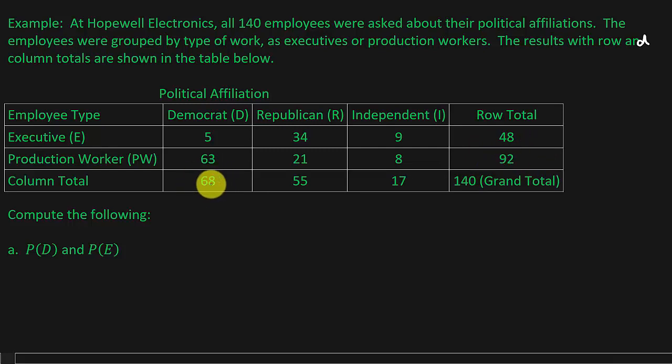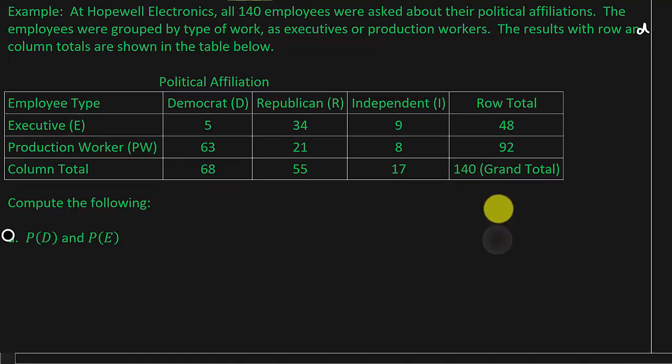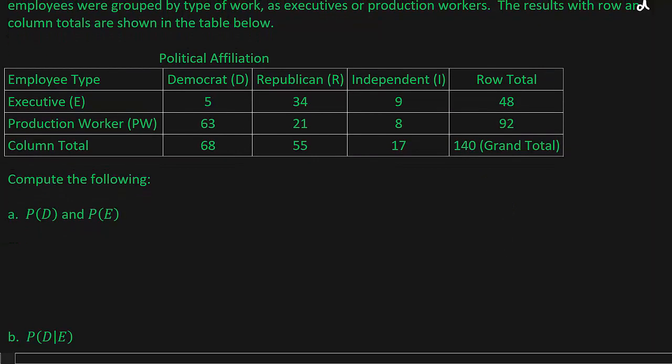And then these numbers down here, the 5 plus 63, that's 68. These are the totals of all the columns. And this cell here and this cell here are the totals of each of these rows. And if you add these three up, that'll equal the 140 total employees. All right, so let's look at this.